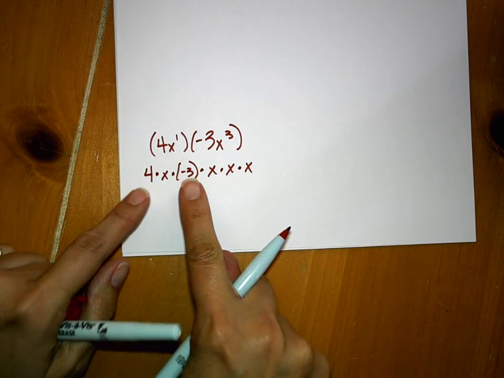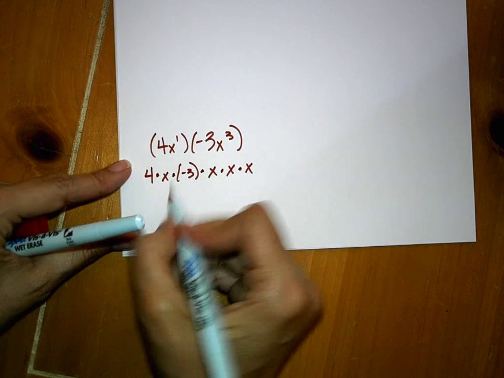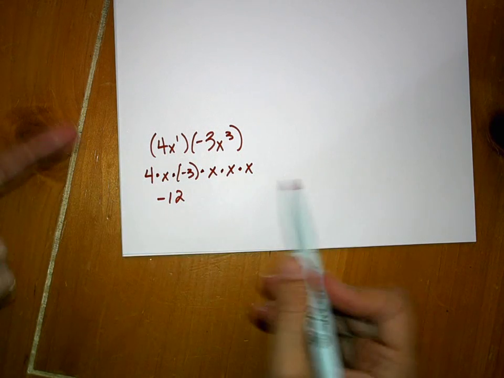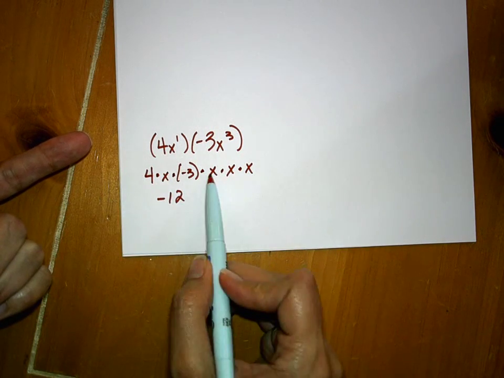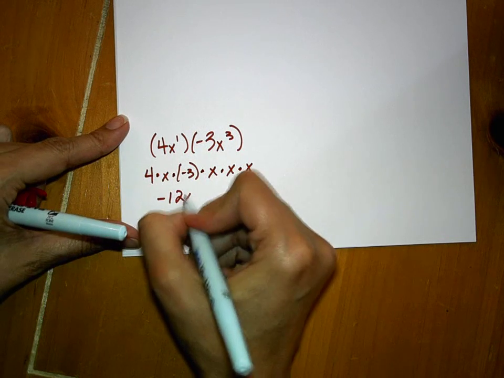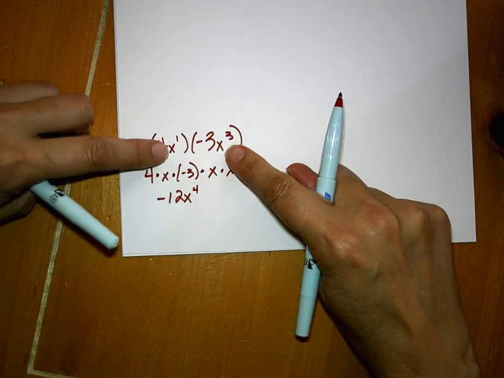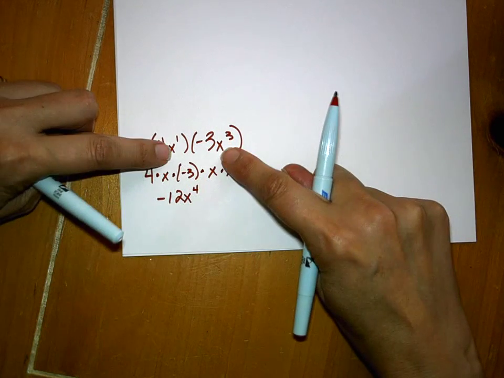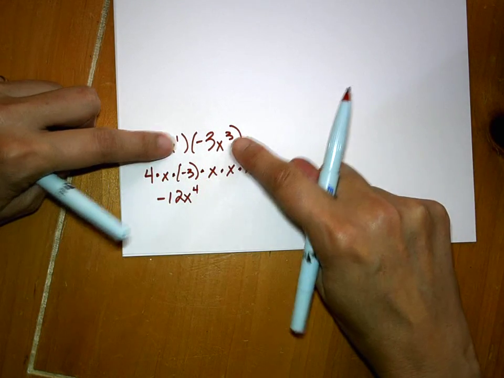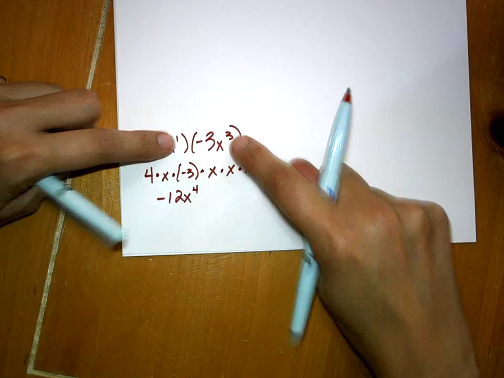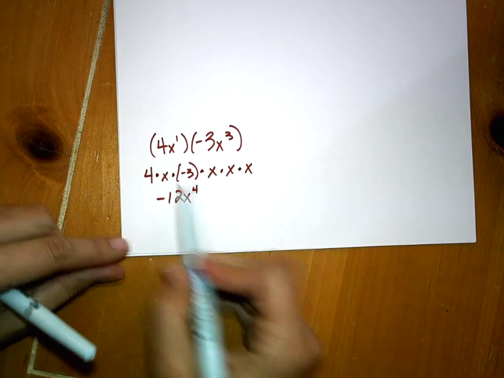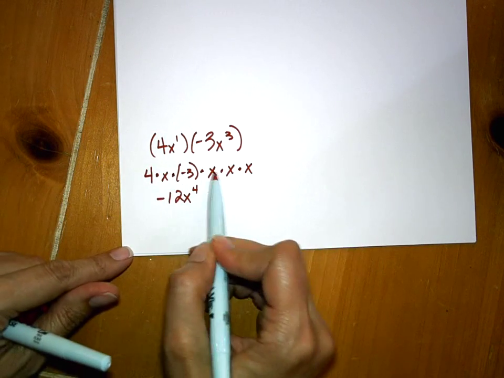Okay? And the numbers being multiplied together are a negative 12. And then how many x's do I have? I have 1, 2, 3, 4 of them. So I have x to the fourth. And this is why the shortcut tells you that if you're multiplying variables, the same base that has an exponent, you can add those exponents together. But it's not a trick. It's because when you spread them out, you've got 4 of them.